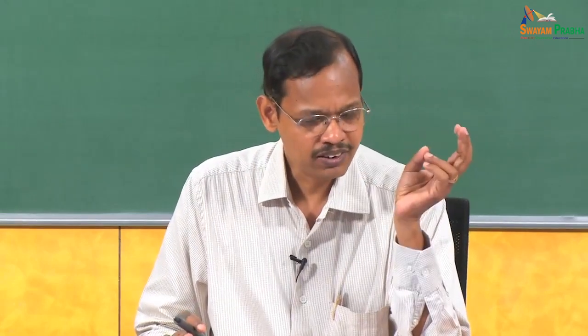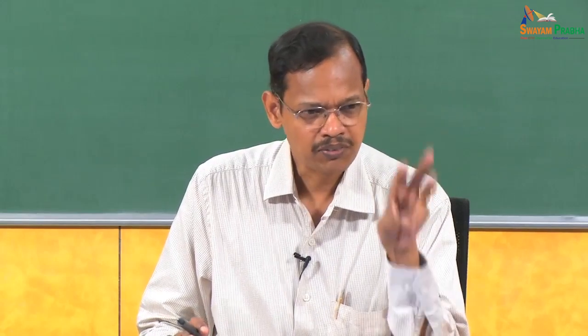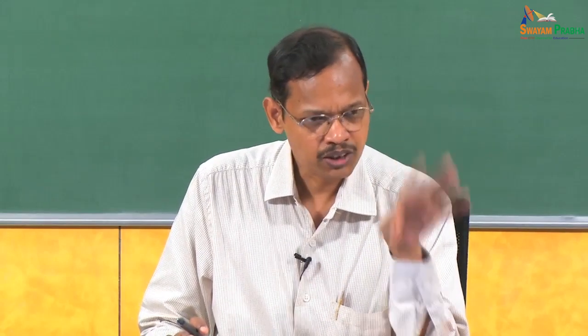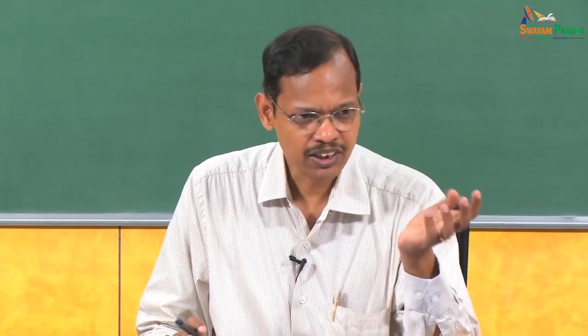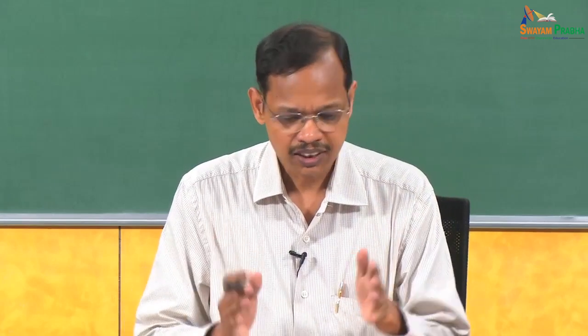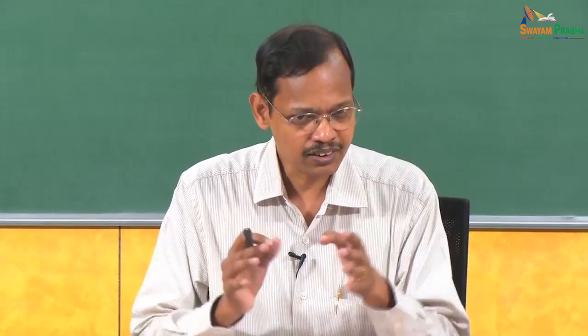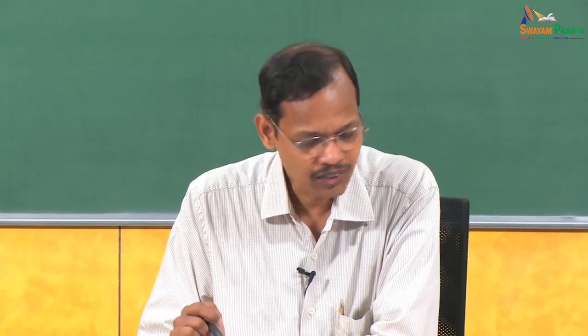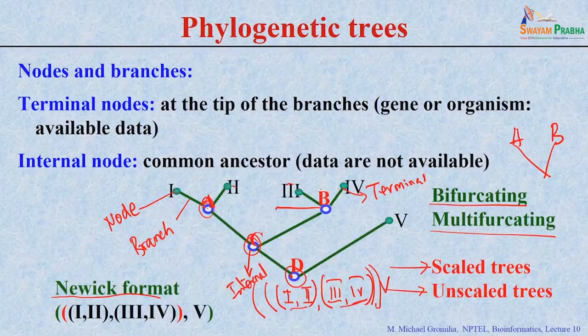If you have a tree, you have nodes, you have branches, two types of nodes, terminal nodes and internal nodes. Terminal nodes represent any genes or any organism, so data are available. Internal nodes provide information on the common ancestor that we do not know. When we construct the trees, then we can have the information. And there are scaled trees and unscaled trees. What is the difference between scaled and unscaled trees? Time, we know the time or we do not know the time, right. Then, depending upon the branches, we have bifurcating and multifurcating, right. And you can write these trees in a specific format.